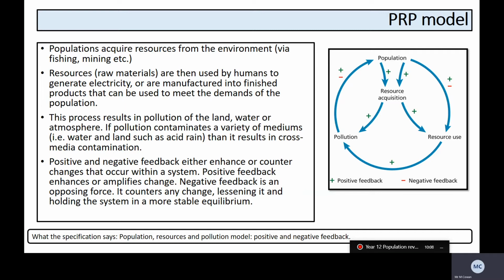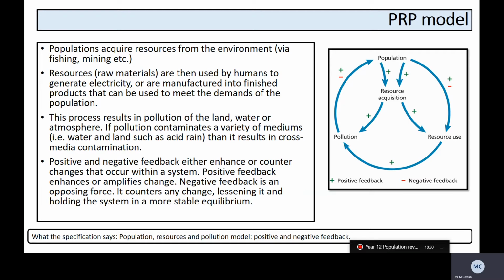And if that pollution contaminates a variety of these mediums, so for instance, acid rain can have an impact on the water and the land, then it results in something called cross-media contamination. Now, positive and negative feedback on the PRP model either enhances or counters the changes that occur within a system.